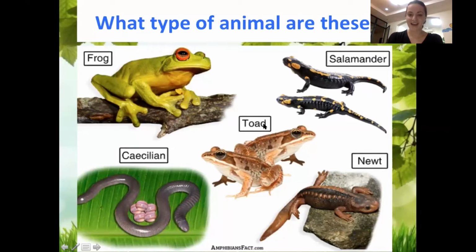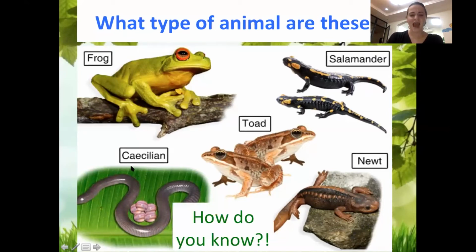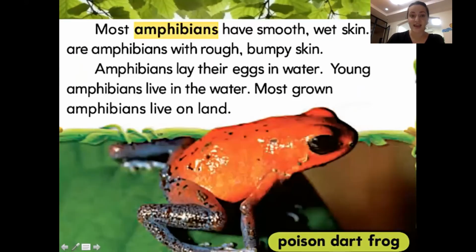Amphibian. Very good, George. Amphibians. How do you know? How do you know they are amphibians? They have wet skin. Very good. They have wet skin. That's really the most obvious one, right? That's the best way to tell they have wet skin.